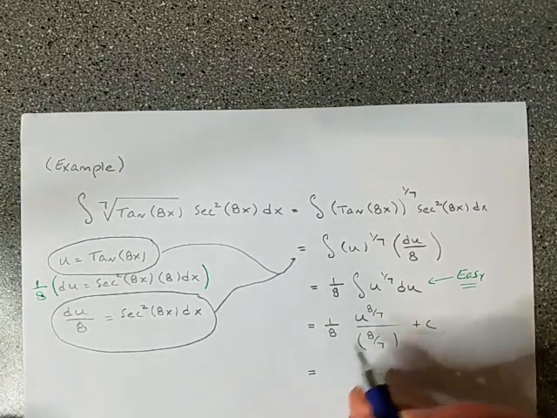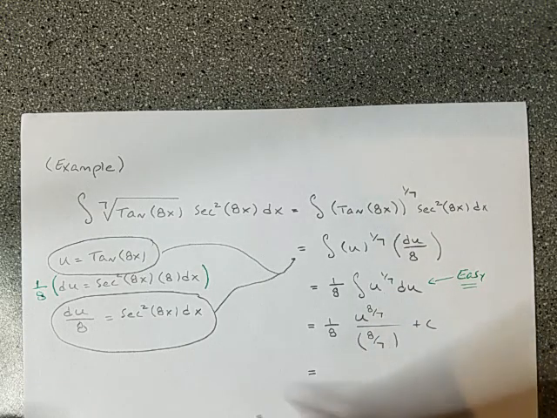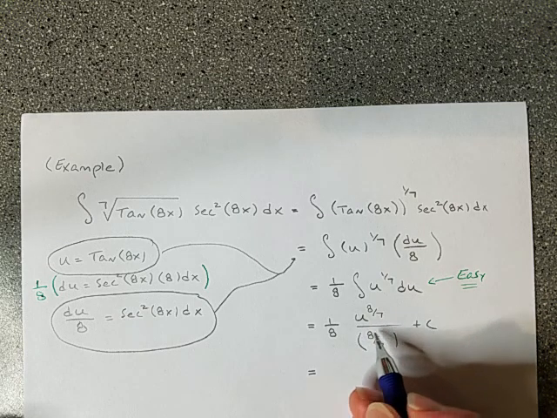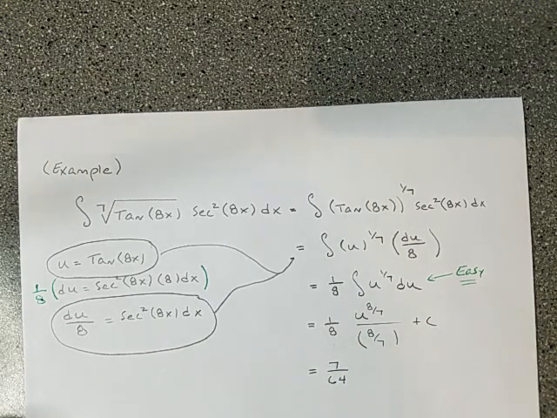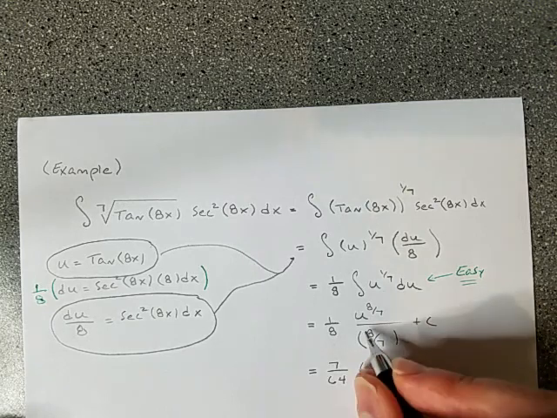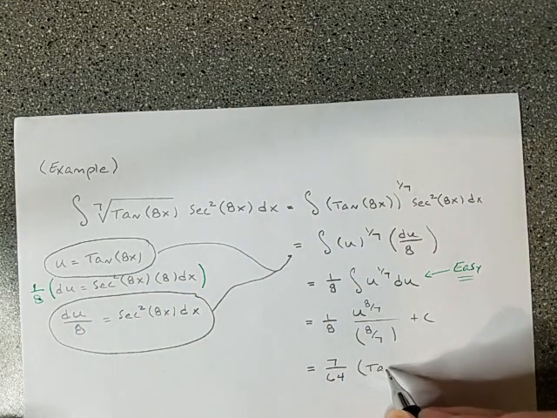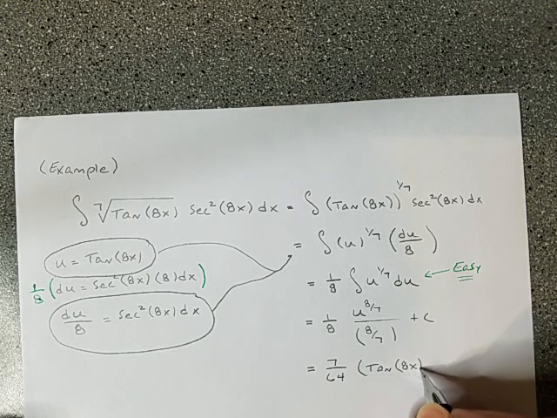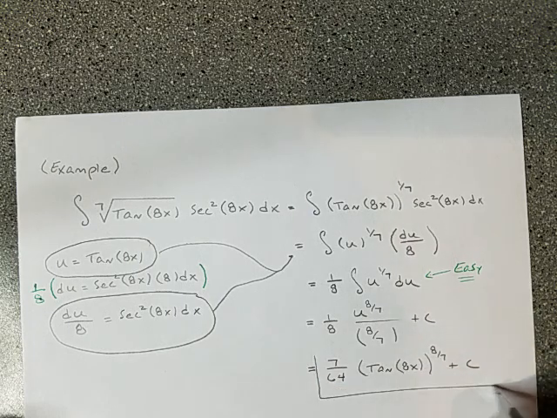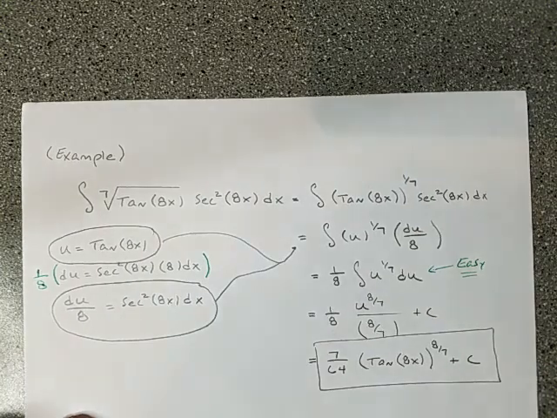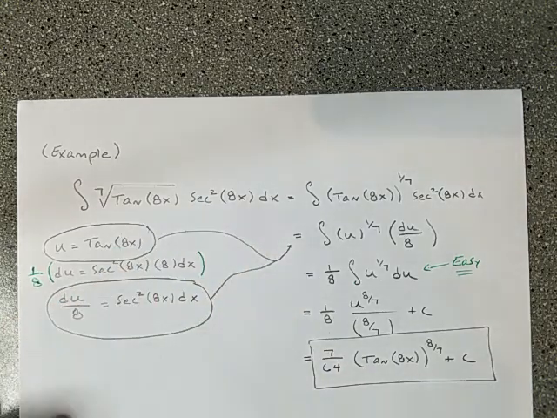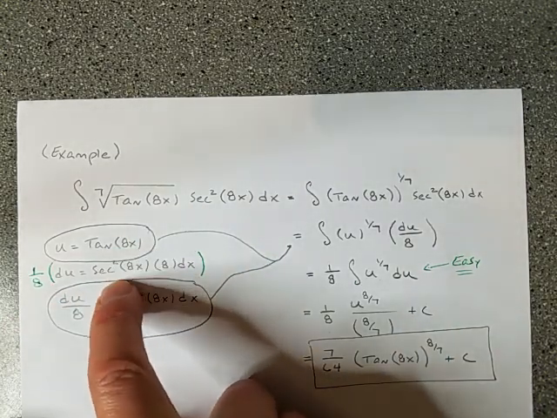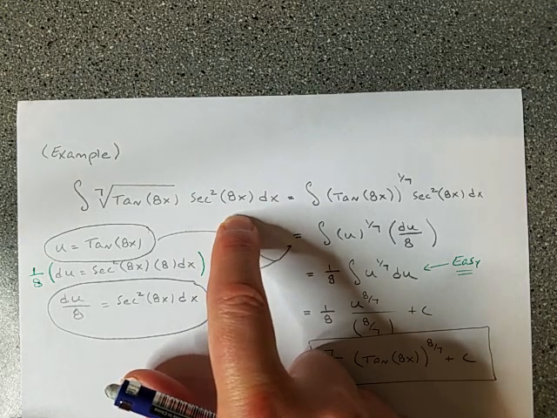My final answer, I'd have to look at this like 1 over 8 times 7 over 8. Okay? I'm going to divide by 8 over 7. That's multiplied by 7 over 8. So I'll get 7 over 64 times, what was u? Tangent of 8x. So tangent of 8x to the power 8 over 7 plus c. All right. And there we go. That's our answer. Okay. How do we choose u? You choose u so that a constant multiple of its derivative is elsewhere in the integrand, elsewhere in the problem.